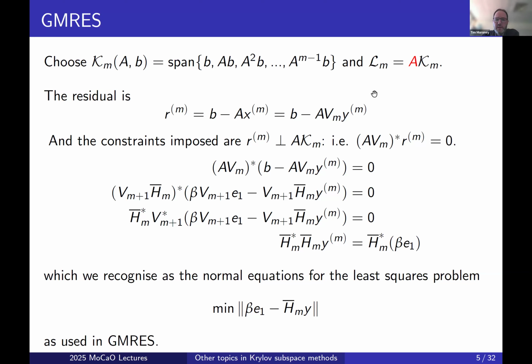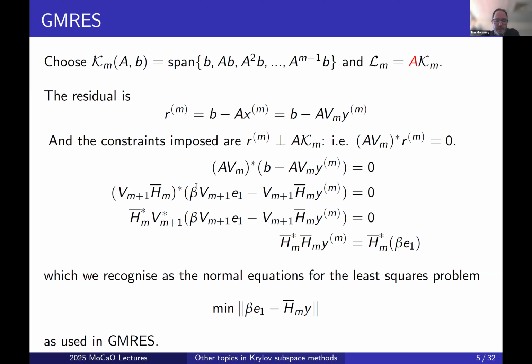right, which is AK. Okay, so if that's true, then r is orthogonal to AK, so (A Vm) star times r has to be 0. Okay, so now we can see we're going to use our Arnoldi relation. Okay, so A Vm, we've got V(m+1) Hm bar. The residual is the linear system residual, as we've mentioned, so you put that in here. b is the first vector in your space, so it's beta V(m+1) e1. Again, we see an A Vm, so a V(m+1) Hm bar.